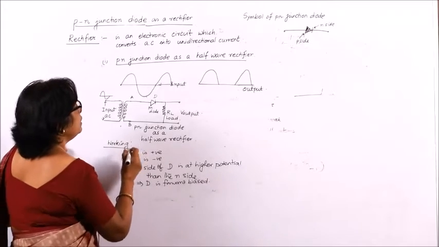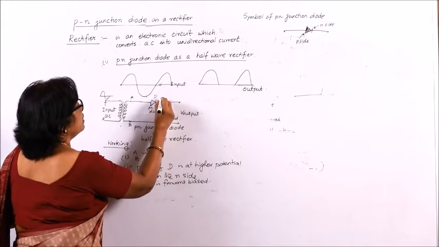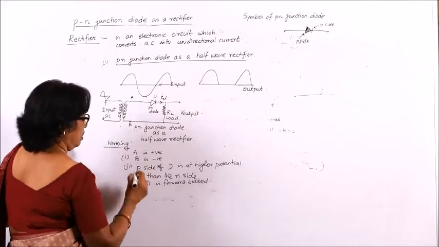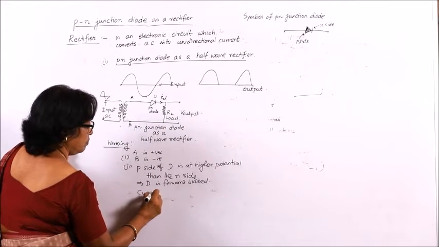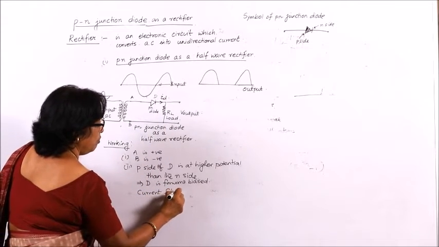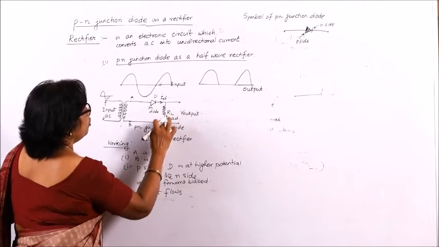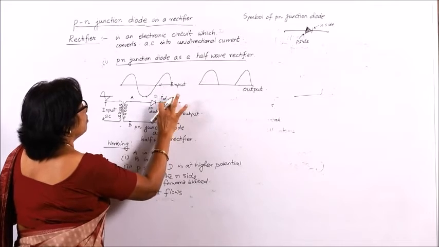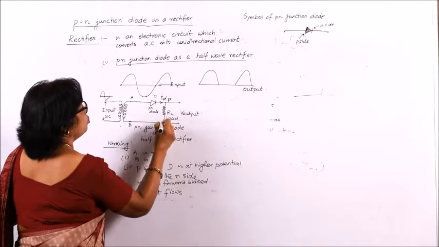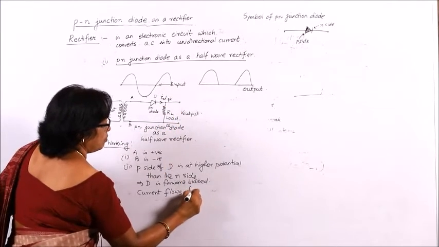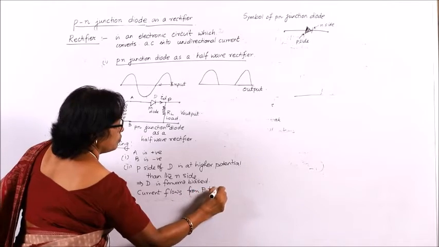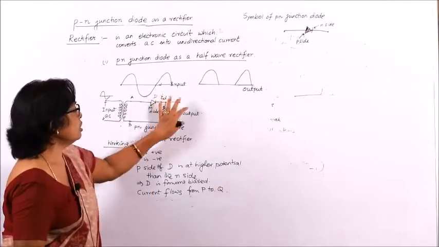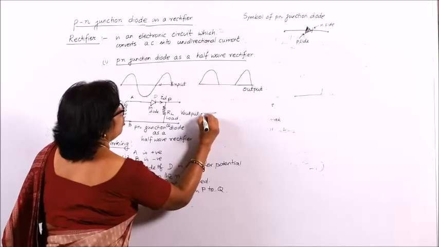Current will flow in which direction? Current will flow in this direction, let us say ID. So, current flows. This current will flow in the load resistance from P to Q, and voltage will be developed across the load.